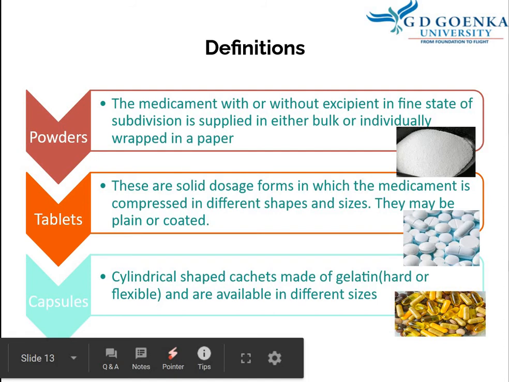Capsules are cylindrical shaped containers made of gelatin, which is hard and flexible, and are made in different sizes. The blend powder, small particulates, multi-unit particulate systems, or mini tablets can be encapsulated in these hard gelatin shells.